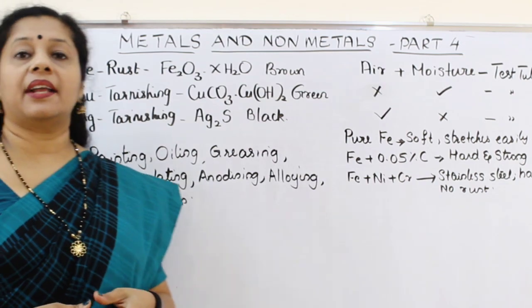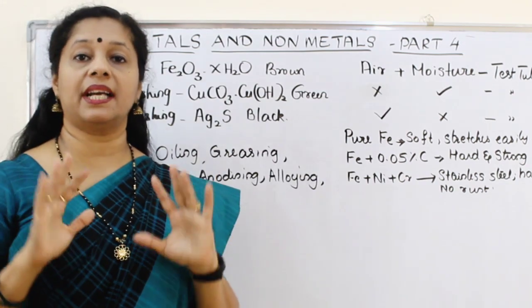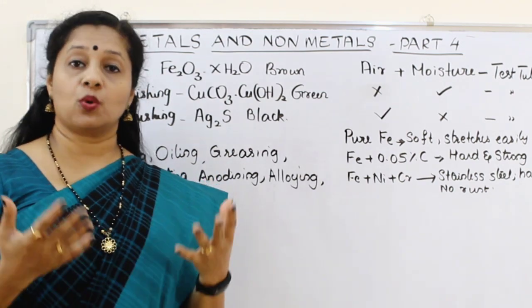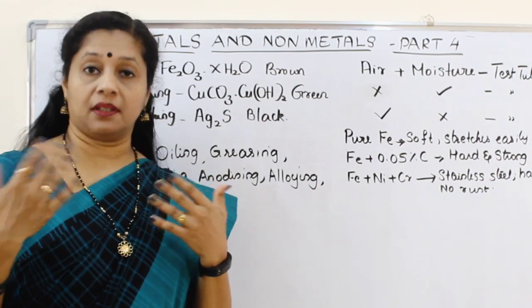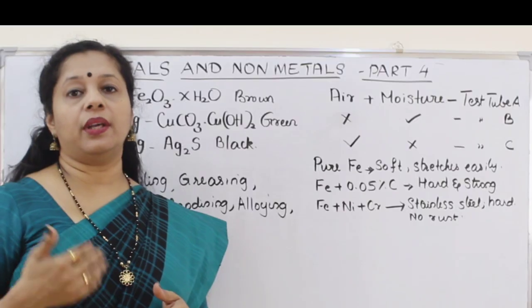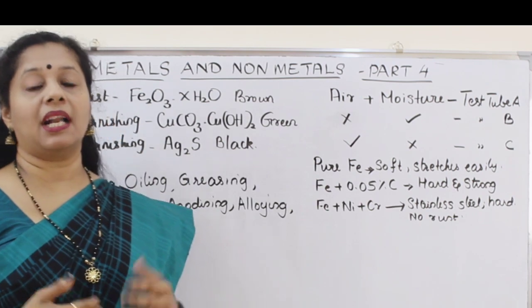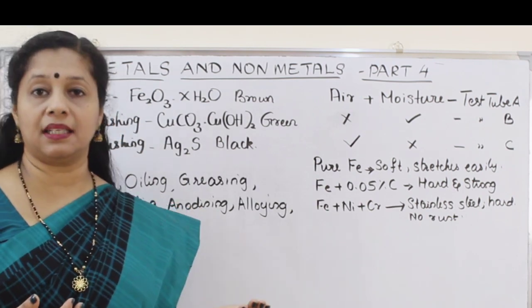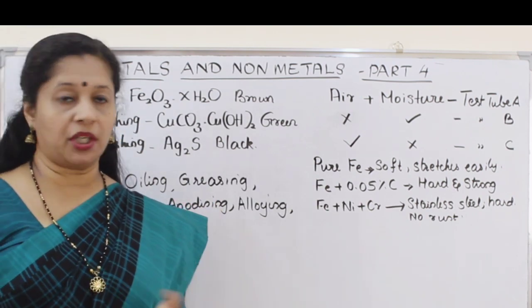Then anodizing. Anodizing is giving a thick layer of oxide over articles like aluminium so that we can prevent further corrosion. Alloying is a very good method of preventing corrosion. Alloying is mixing a metal with other substances. We will learn about it in detail.